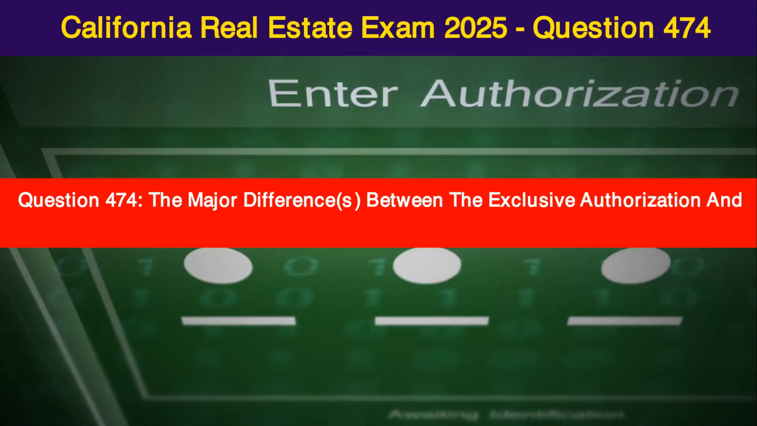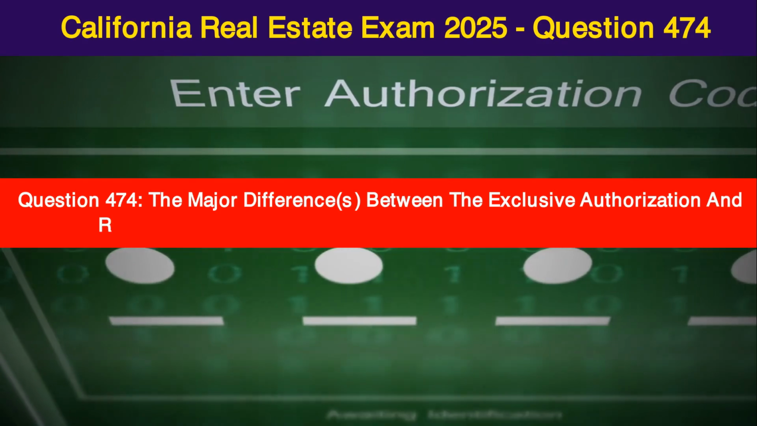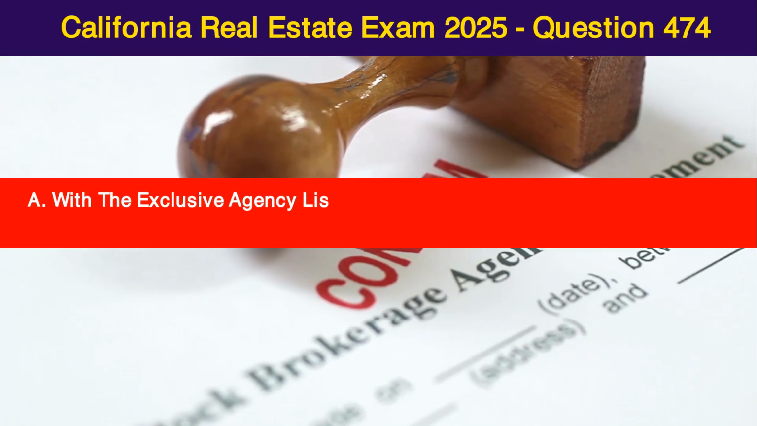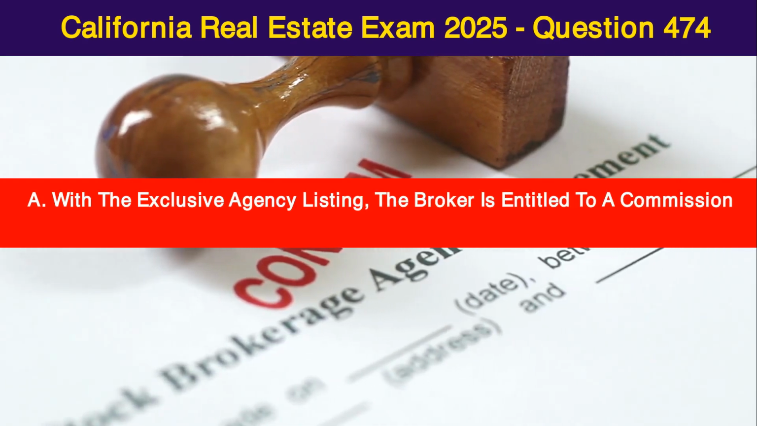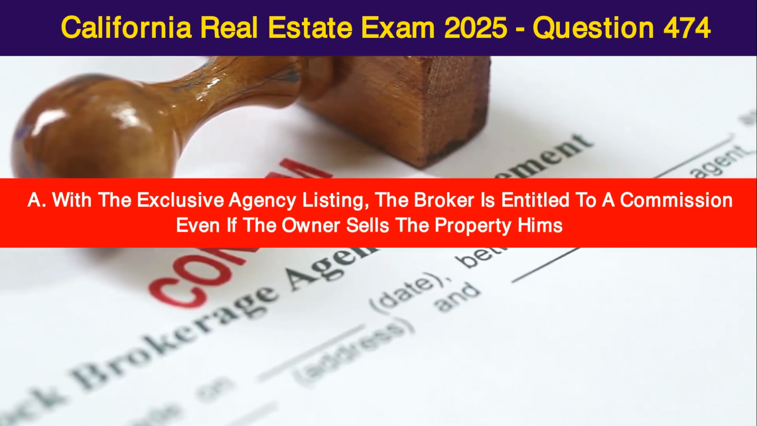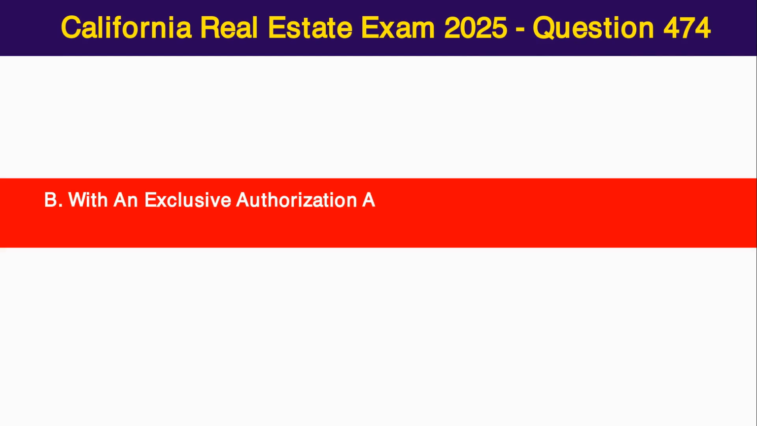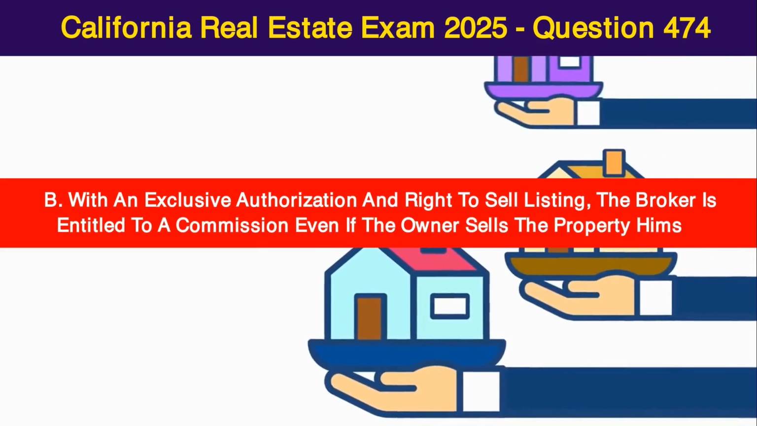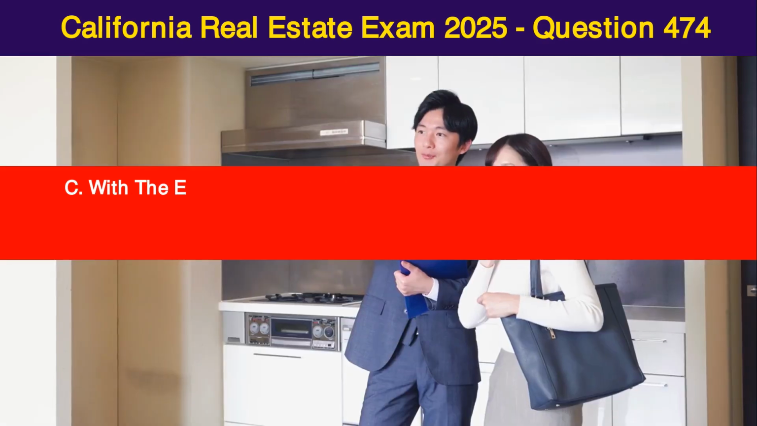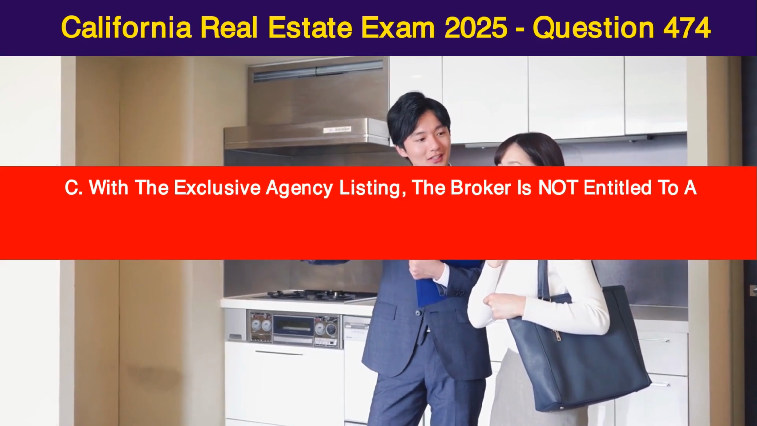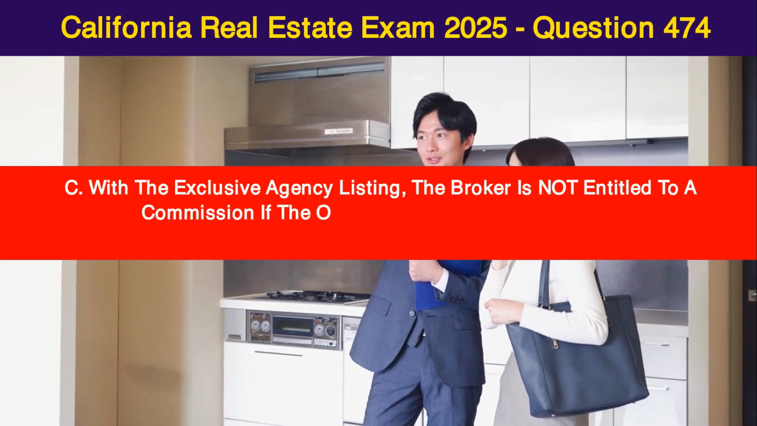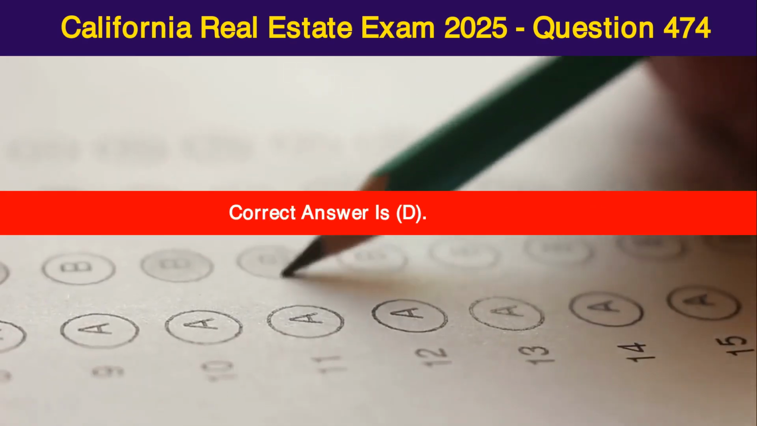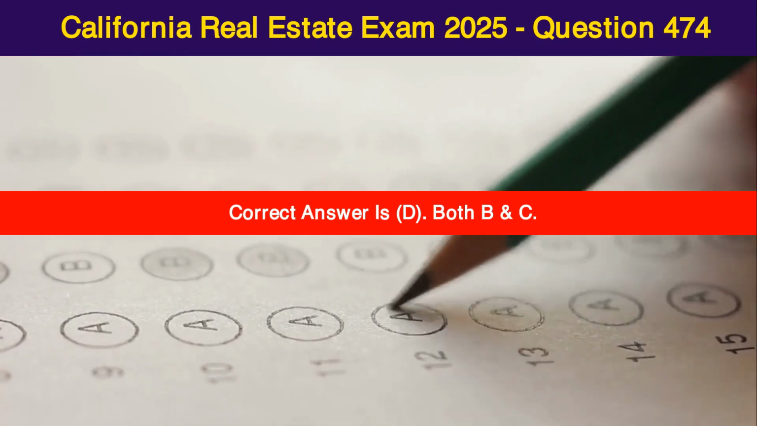Question 474. The major differences between the exclusive authorization and right to sell listing and the exclusive agency listing are: A. With the exclusive agency listing, the broker is entitled to a commission even if the owner sells the property himself. B. With an exclusive authorization and right to sell listing, the broker is entitled to a commission even if the owner sells the property himself. C. With the exclusive agency listing, the broker is not entitled to a commission if the owner sells the property himself. D. Both B and C. Correct answer is D, both B and C.